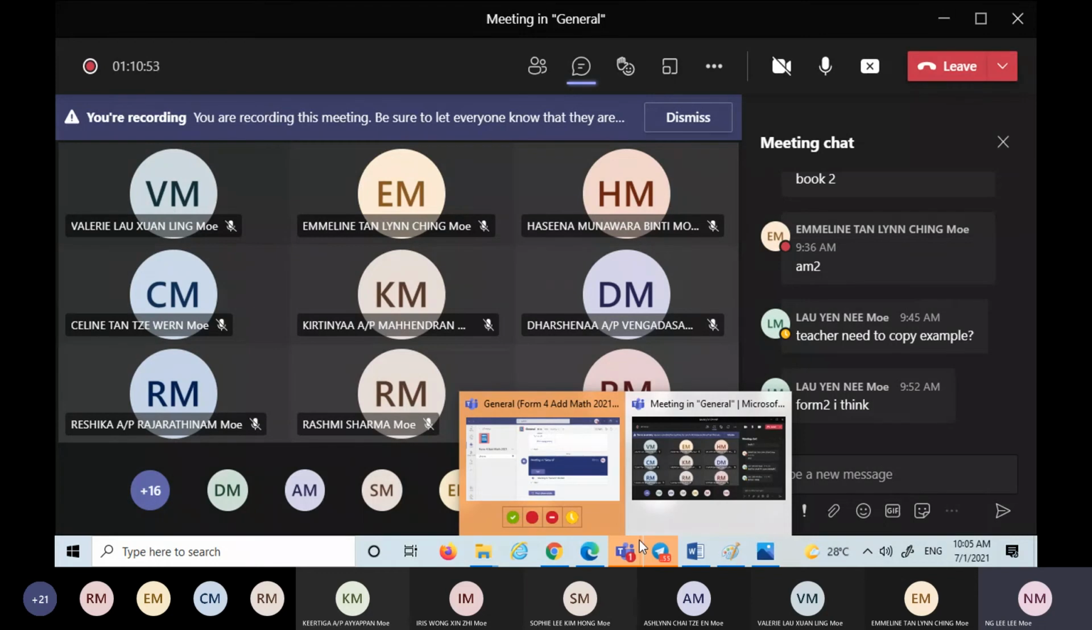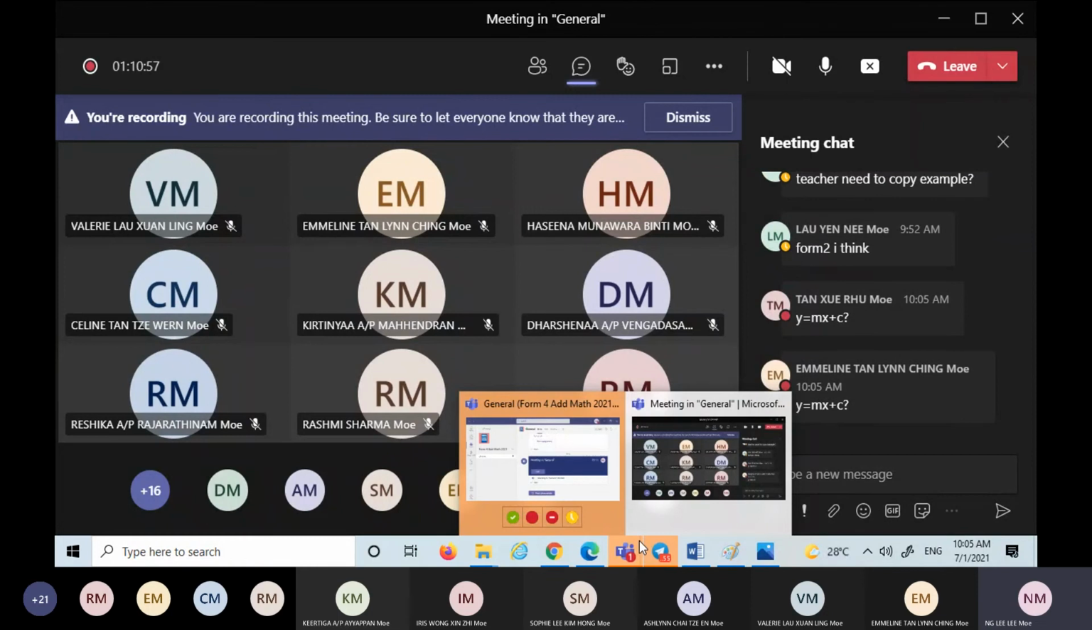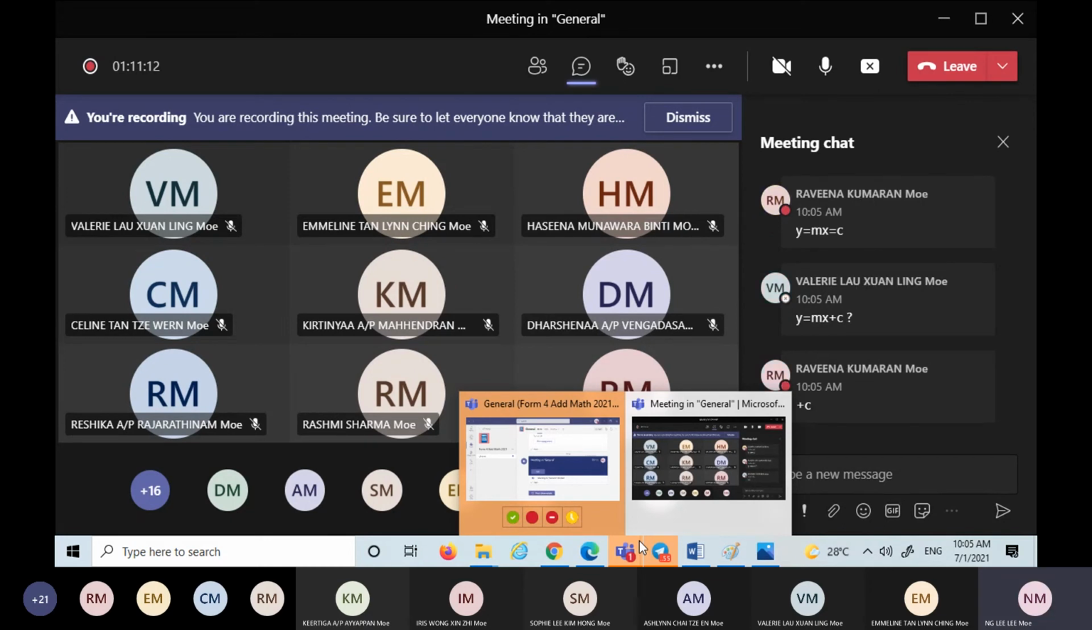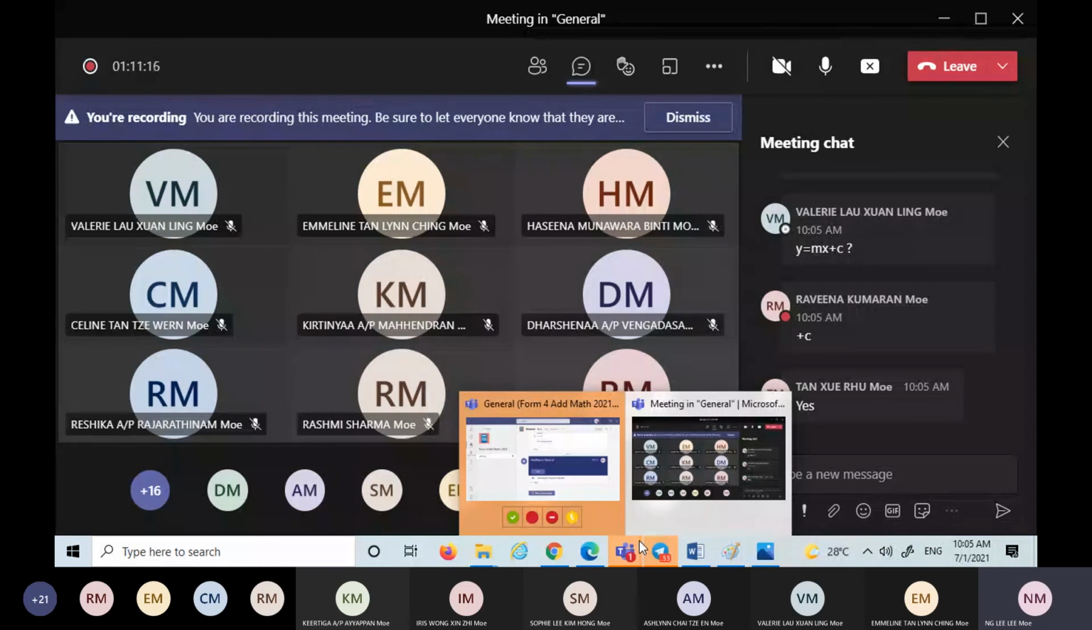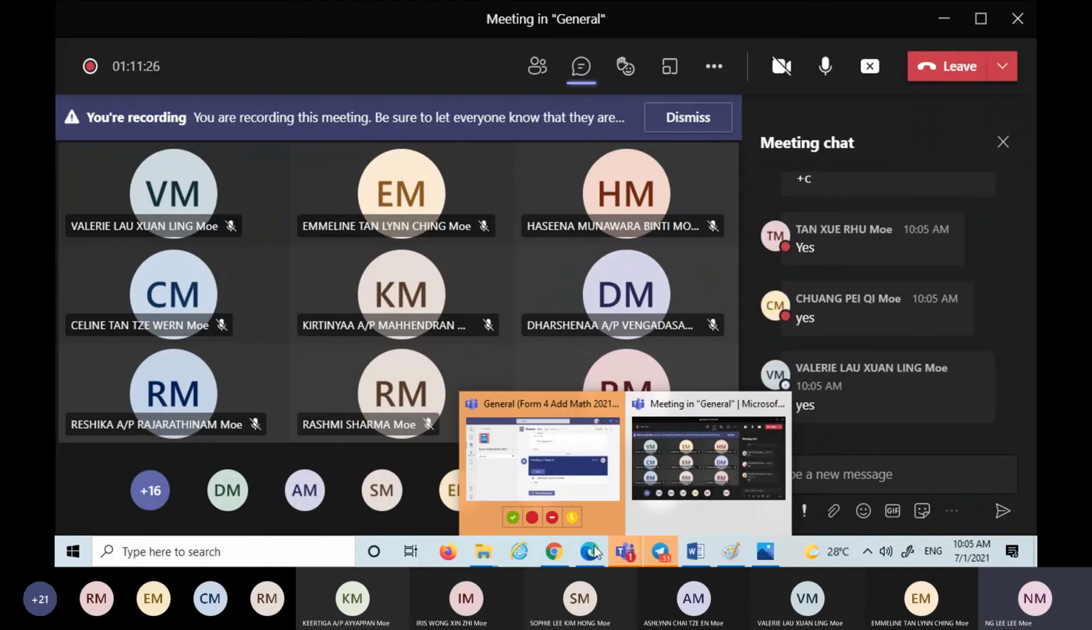Someone can on the mic. Come. Yes, y equals mx plus c, correct? From Form 2 you have learned. Okay, very good. Do you learn, how to say, if they give you 2 points, you know how to find the equation of straight line? If they give you 1 point and the gradient, do you know how to find? Yes, yes. Okay, I go through a little bit now, very fast.